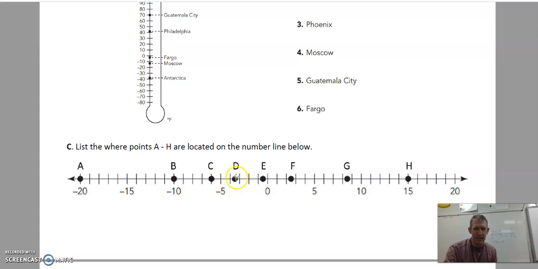Okay, what about D? D's kind of in the middle here. So we got -1, 2, 3, and almost 4, so it's going to be -3.5. This is not going to be a full -1, it's going to be -1/2. And then this is going to be 1, 2, not quite 3, so 2.5. Okay? All right, that's all we're going to do for today.